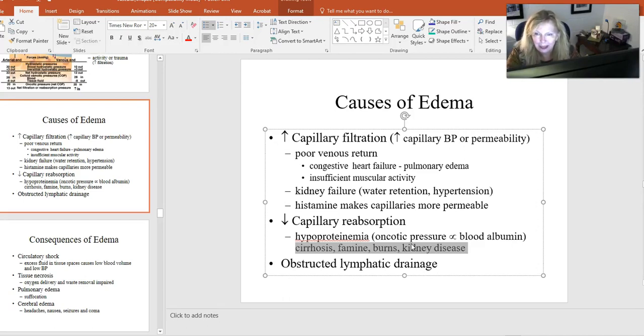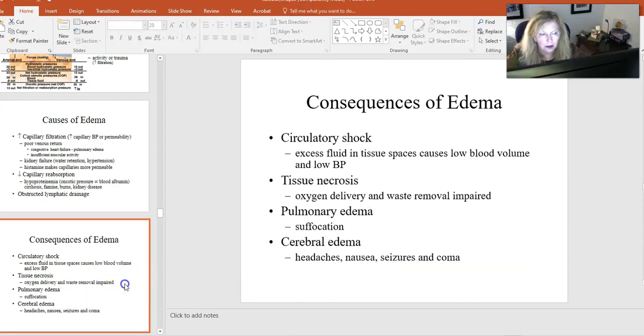When at the blood capillary level, when water from the blood plasma is moving into the tissue spaces, the water wouldn't have anywhere to go. And the lymphatic system can become obstructed. And if that happens, you will see edema in those sites as well.